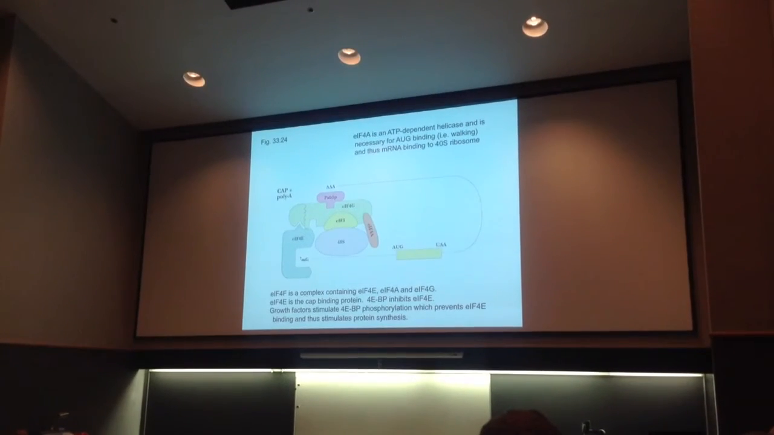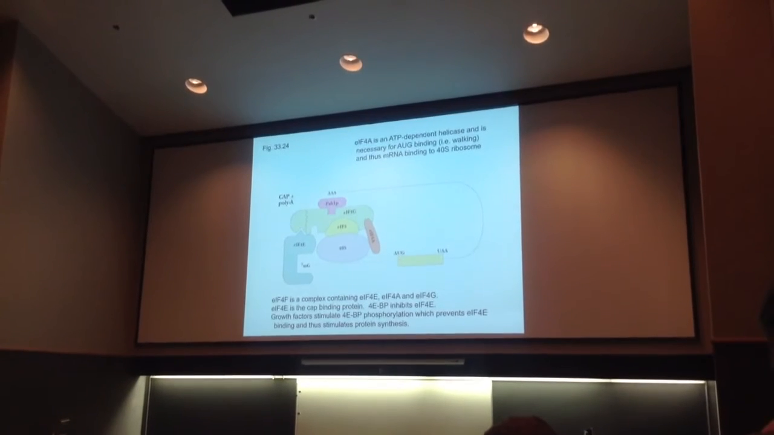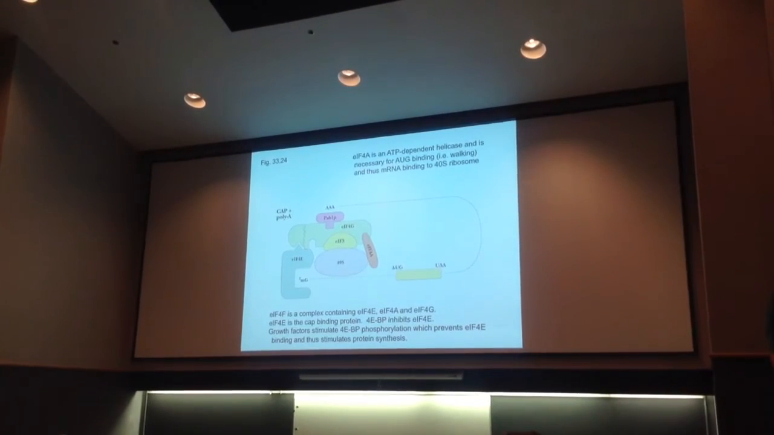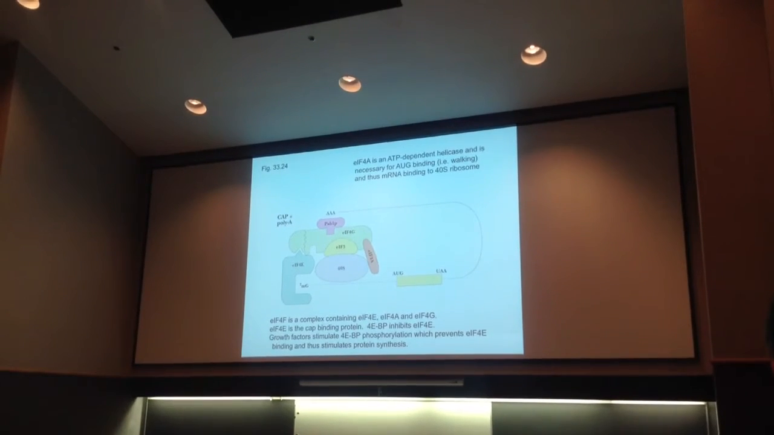There's another protein that's not shown here, but it's sort of an interesting one. It's called EIF4BP. It's a binding protein that binds to EIF4.